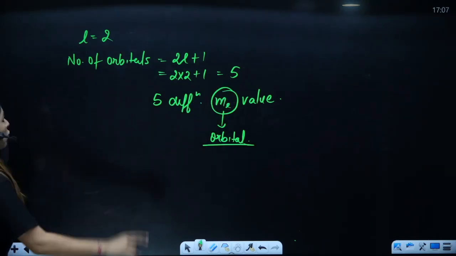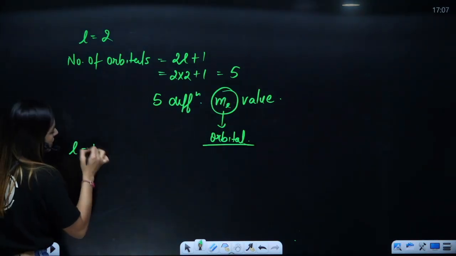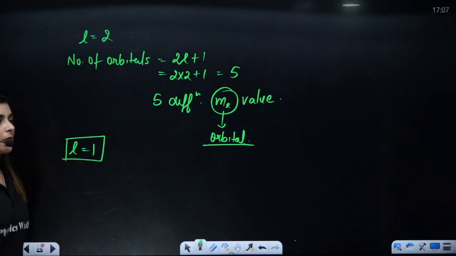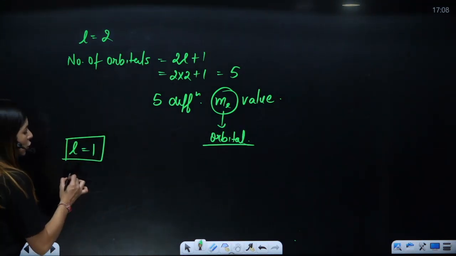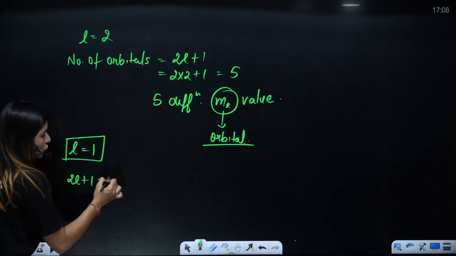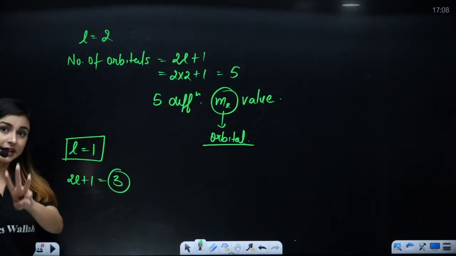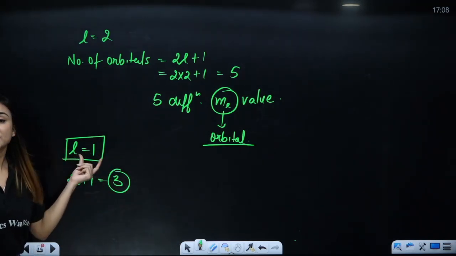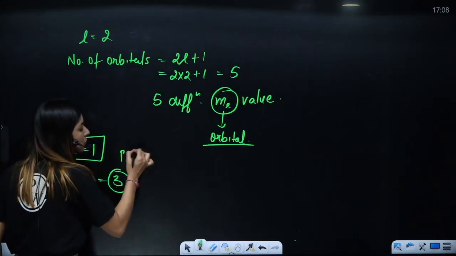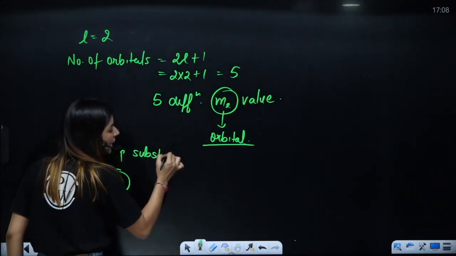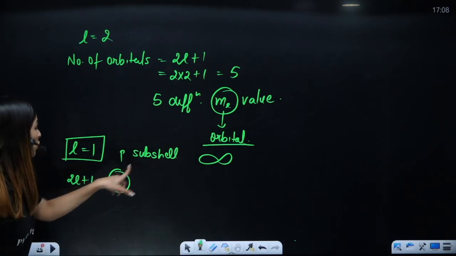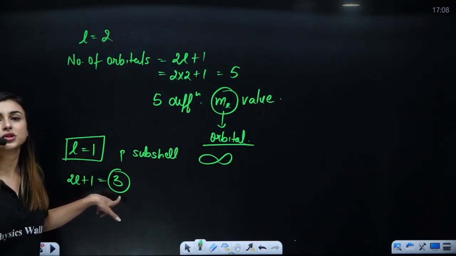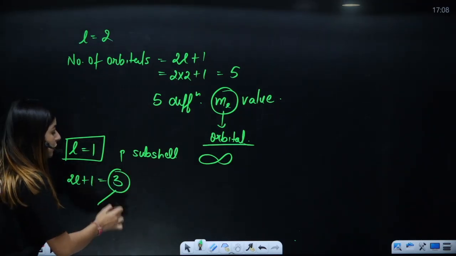Now, take one example. If you have l equal to 1, this means that 2l plus 1 is 3. So, you will have 3 orbitals. Which subshell is this? This is a P subshell, and the P subshell has a dumbbell shape. I hope you get this point. So, you will have 3 different dumbbell shapes.